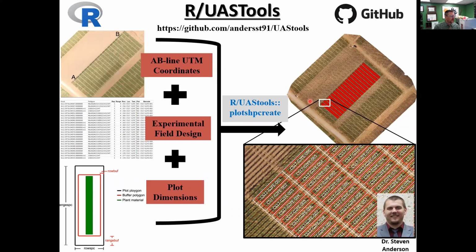And so what Stephen wrote is called RUAS tools. If you are collecting this type of data, once you mosaic it, this is a great package in R to help you actually extract or develop the shape files so you can extract what's in them.